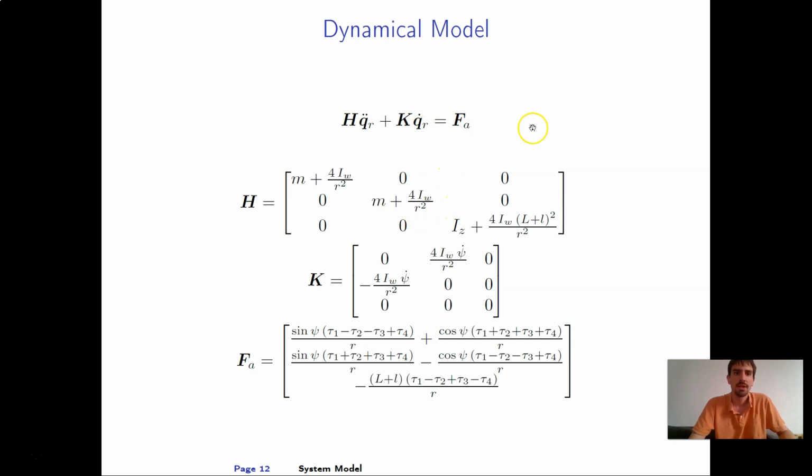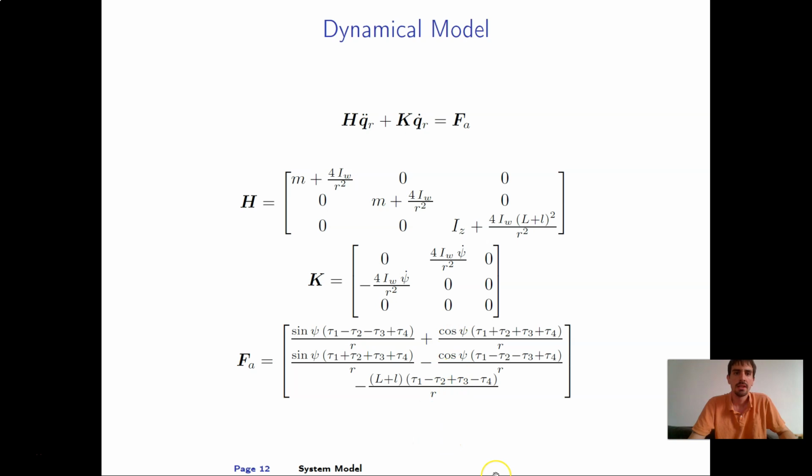Here, the H matrix is the mass matrix of the robot, and thus depends on the masses and moments of inertia of the different parts of the robot. K is the generalized Coriolis matrix, which depends only on the angular velocity of the robot.